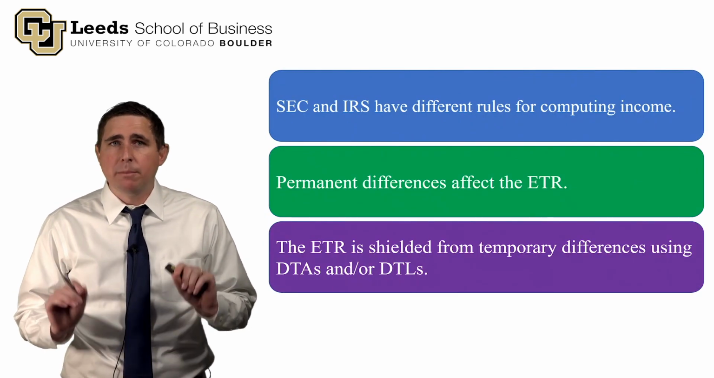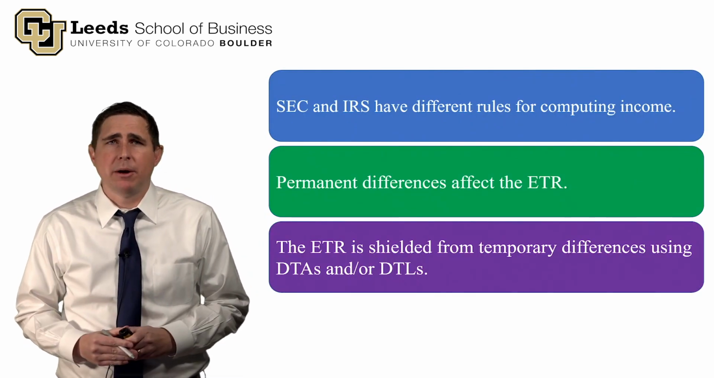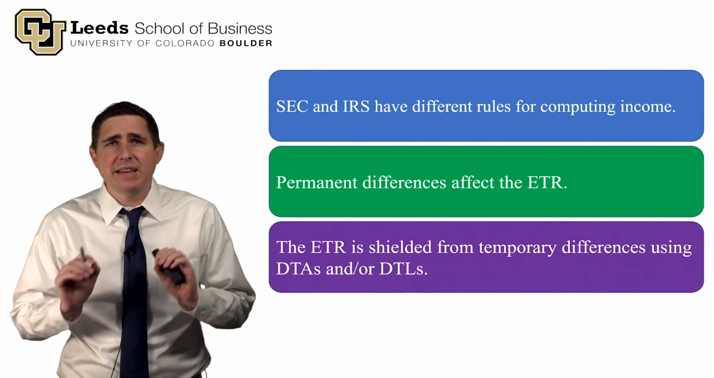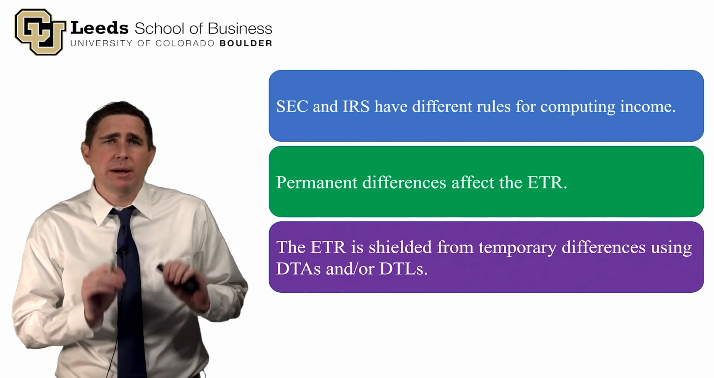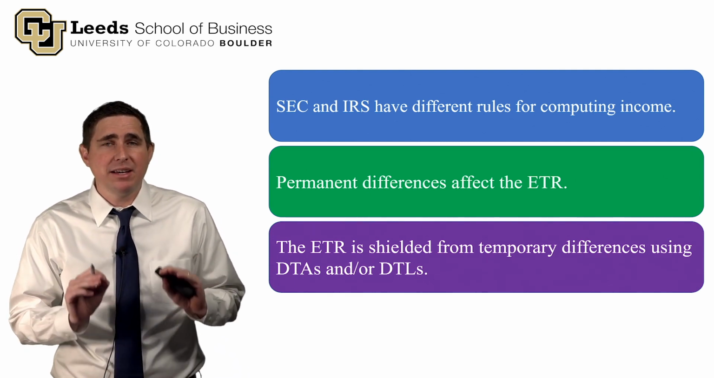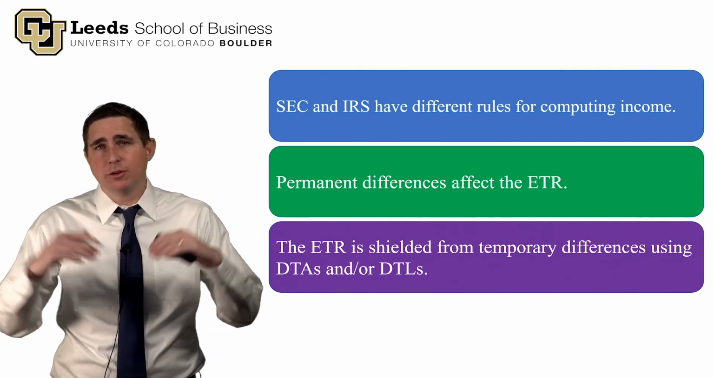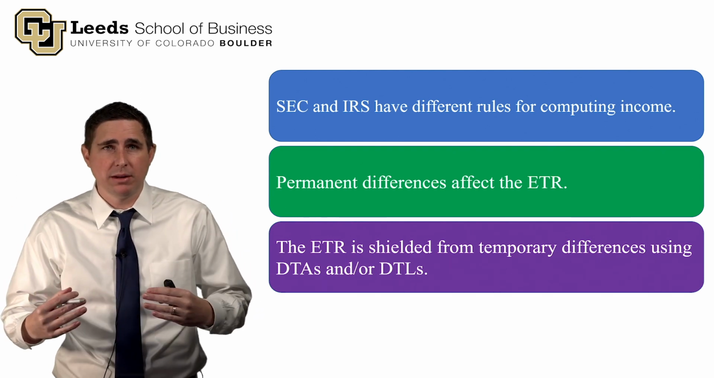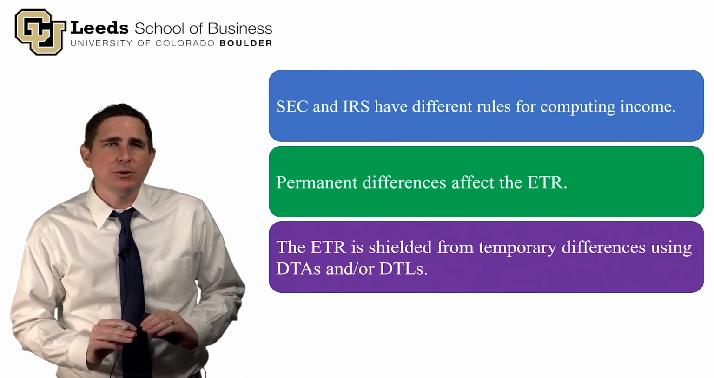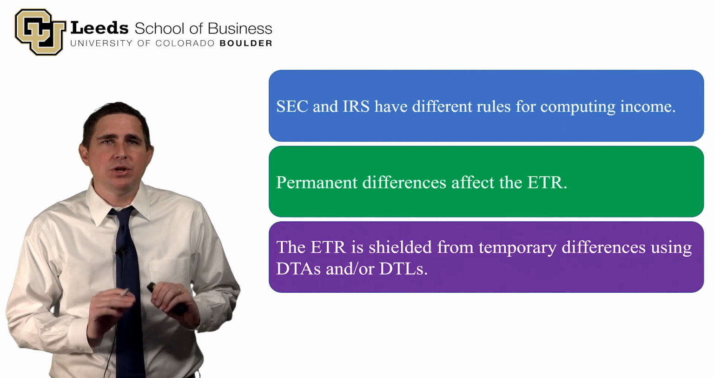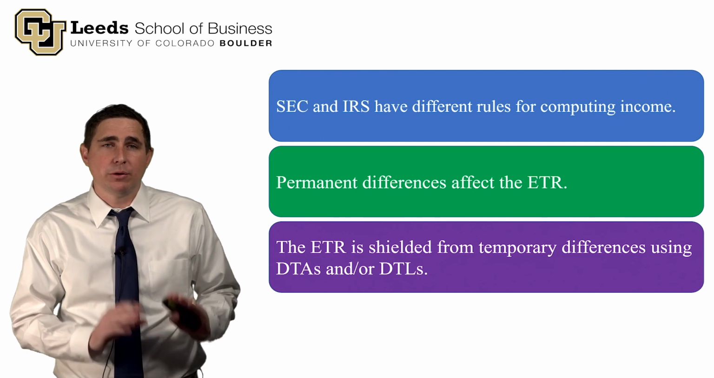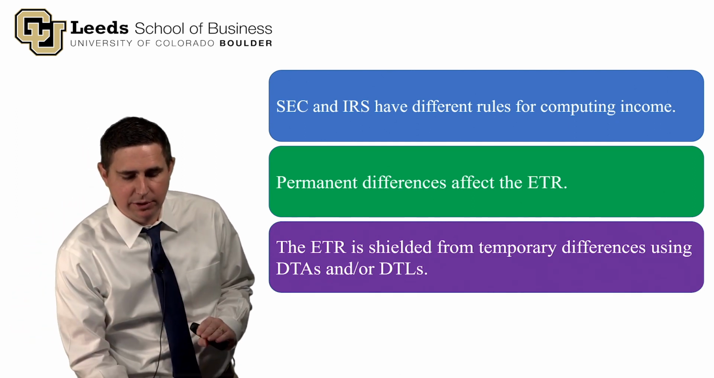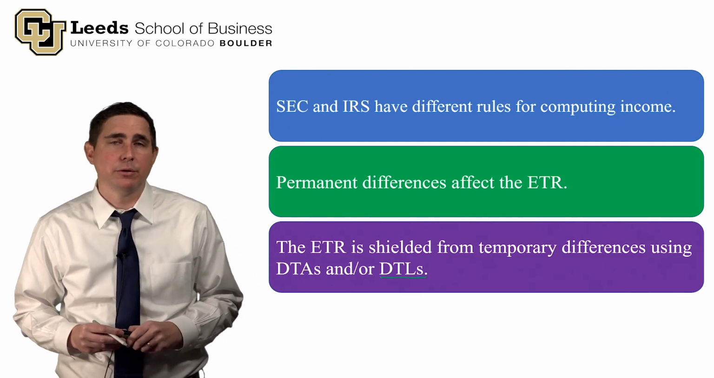Okay, that was a long one, but let's just recap what we talked about. We talked about the SEC and the IRS having different rules for computing income. We talked about permanent differences, which affect the ETR. They cause companies to either pay higher or lower taxes permanently. But we also talked about these temporary differences and how we shield the ETR from temporary differences. And we do that using deferred tax assets or deferred tax liabilities. And we went through an example of a deferred tax liability.